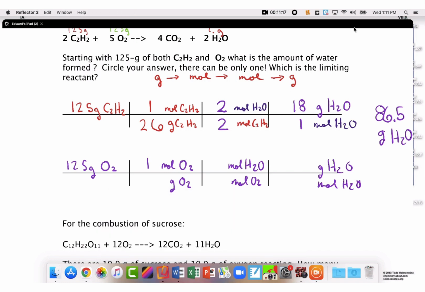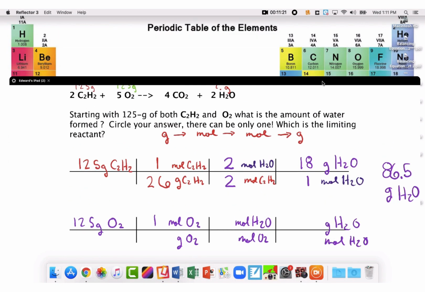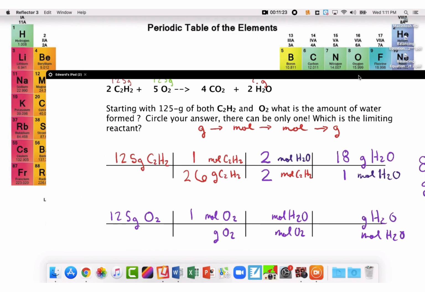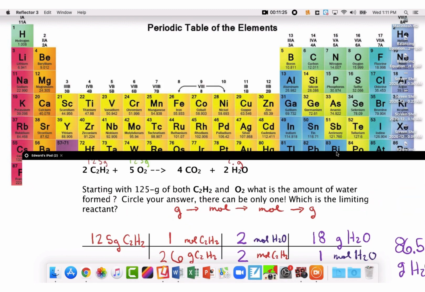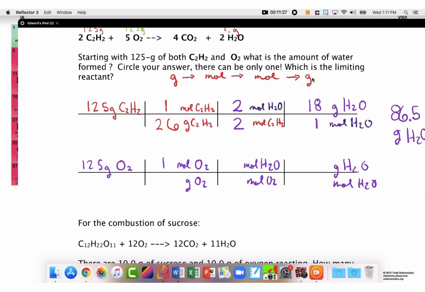This is oxygen, O2. I hope you know this one already. There we go. O2, 16, right? 16 times 2, so 32. And I bet half of you knew that already, if not more than half. And then we're going to do our water next. And look, it's already here. 18 grams, 1 mole.